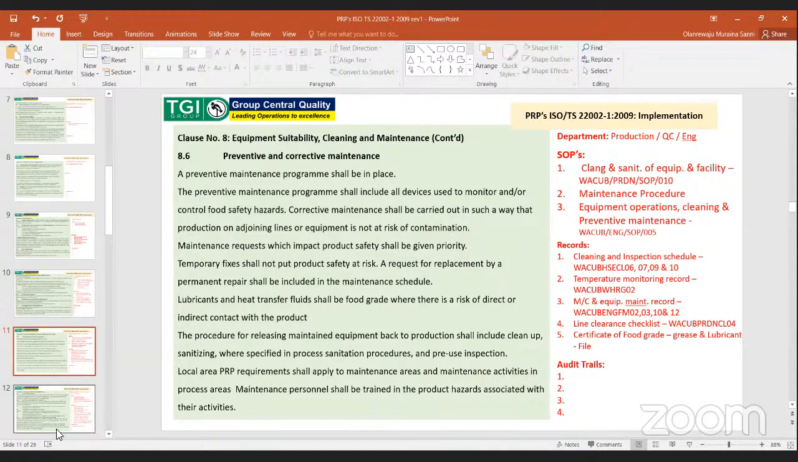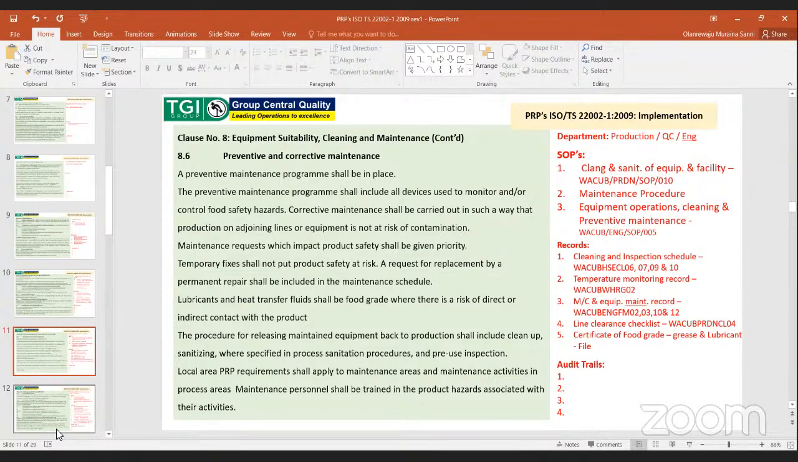That's wherever we have the maintenance activities to be carried out, and the engineering should endeavor to give maybe a week's notice of the time we are going to carry out the maintenance activities on this machine, so that production will be able to prepare very well for any eventualities. Then temporary fixes shall not put product safety at risk. A request for replacement by permanent repair shall include a maintenance schedule. Lubricant and heat transfer fluid shall be food grade.